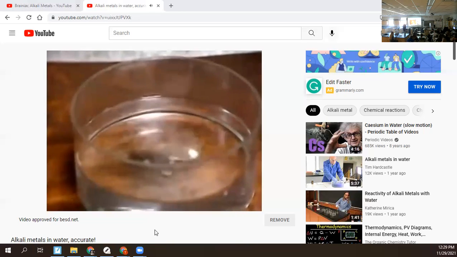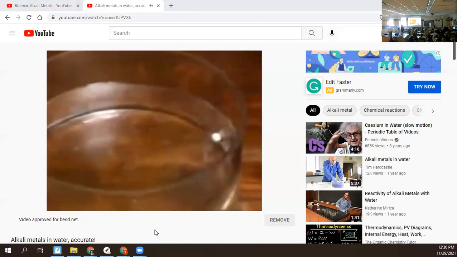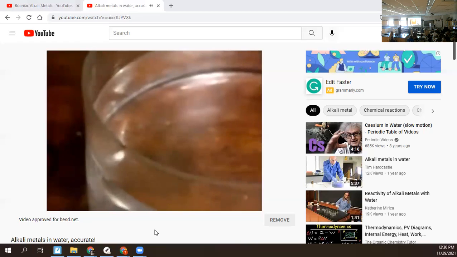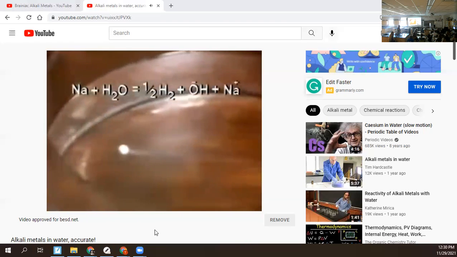We'll start with lithium. The metal floats on the water and reacts with it, giving off hydrogen gas. Now for sodium. The same sort of thing happens, although the reaction is a bit more vigorous. All the alkali metals react with water in the same way. Let's see an equation for the reaction. Hydrogen gas is produced, and the metal dissolves to give an aqueous cation with a single positive charge.